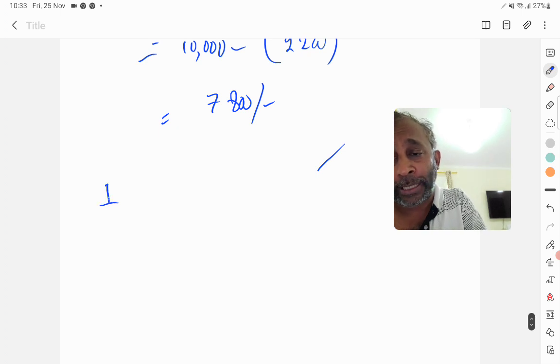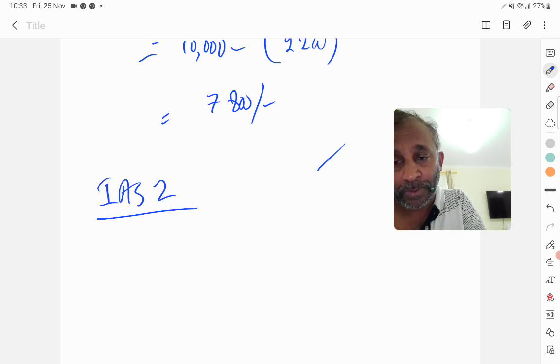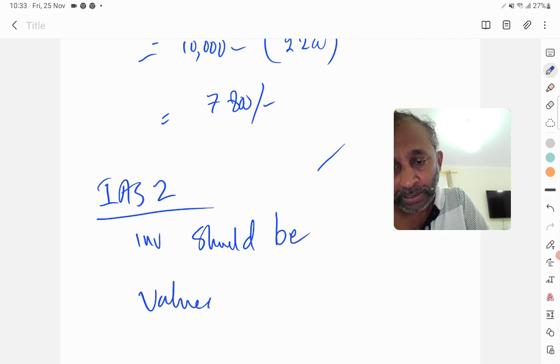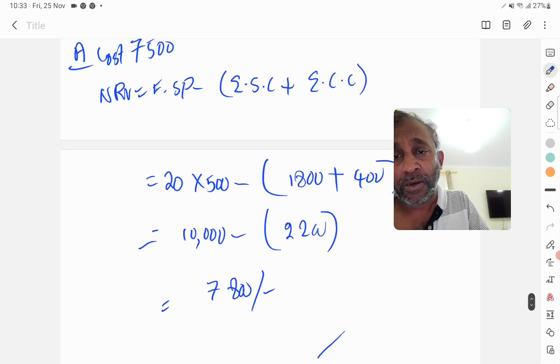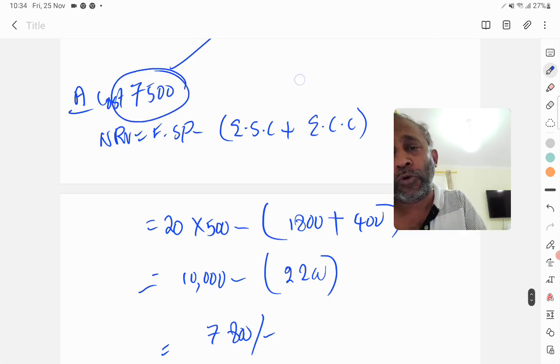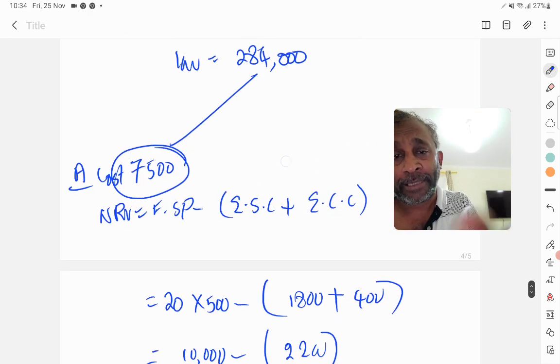See, according to IAS 2, inventory should be valued at lower of cost or NRV. As per this condition here, which is lower, the cost. So we don't need to do anything on the item A. Now let's look into item B now.